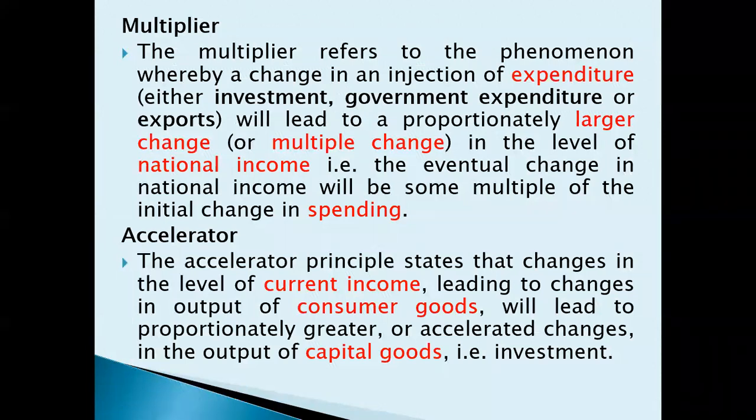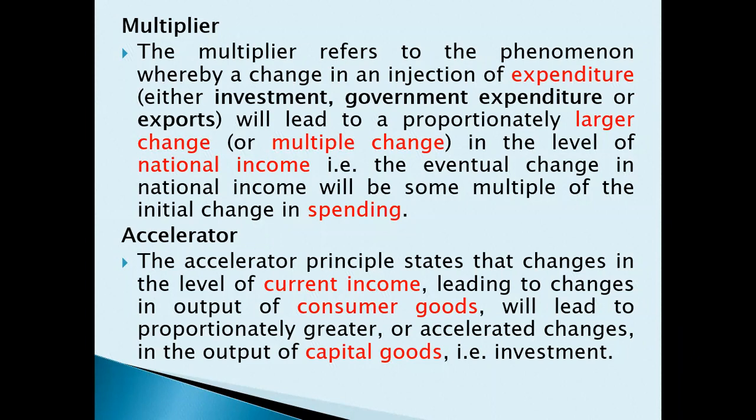Then there are two economic terminologies used in economics. First is the multiplier and second is the accelerator. मल्टीप्लायर यानी क्या है कि जो हम लोग मैथमेटिक्स पे जो मल्टीपल यूज करते हैं ना, दैट इज द मल्टीप्लायर. Multiplier refers to the phenomenon where a change in the injection of expenditure, or change in investment, government expenditure, or any kind of export expenditure, will lead to a proportionately larger change, or multiple change, in the level of national income.